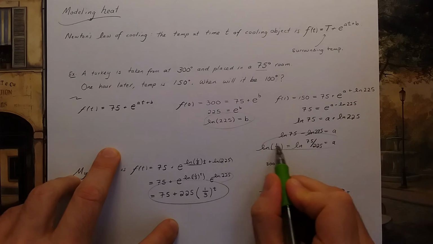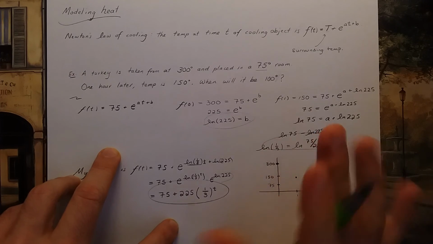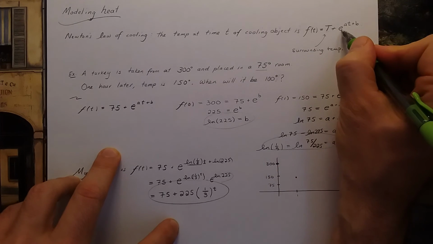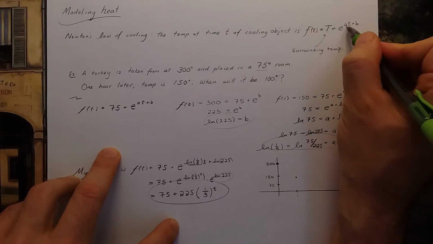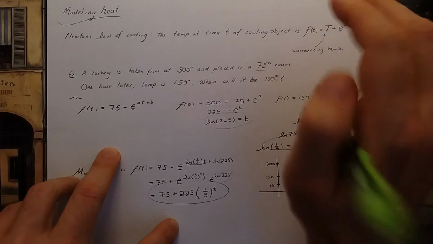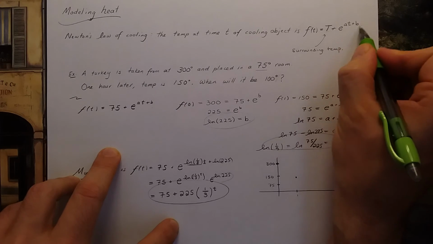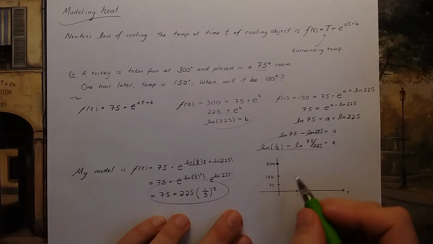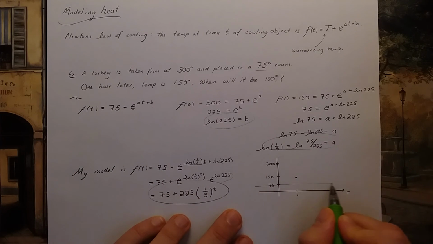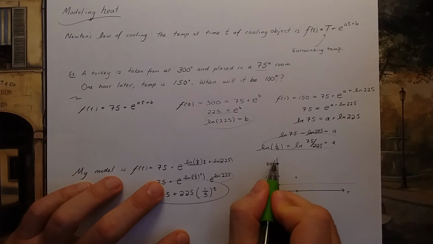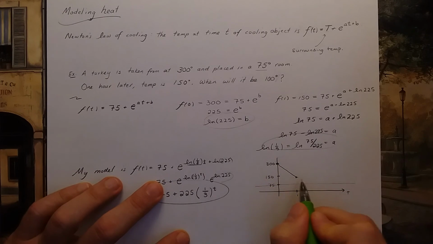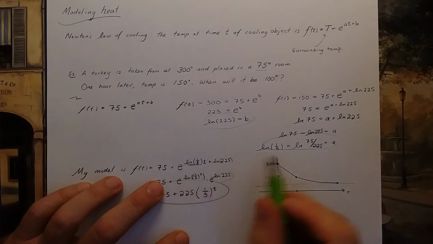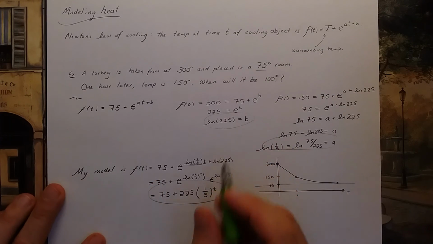A here is log of 1/3. Log of 1/3 is a negative number. So I have e to a negative exponent. A is negative. That means if t is a big number, this is close to 0 because e to a very negative number is small. What I'm trying to get at is that 75 is a horizontal asymptote of this function, and this function decreases, the temperature is going down, and it decreases exponentially towards 75. So that's the sketch of this graph that we're using to model.